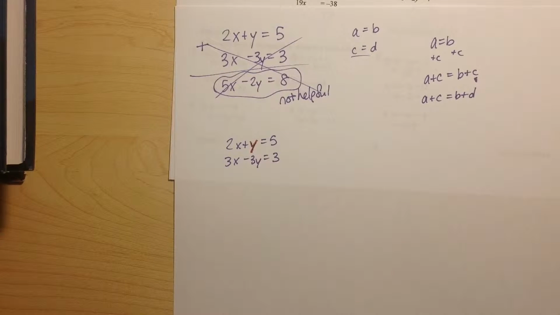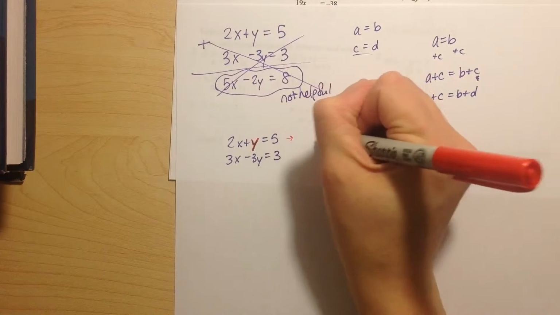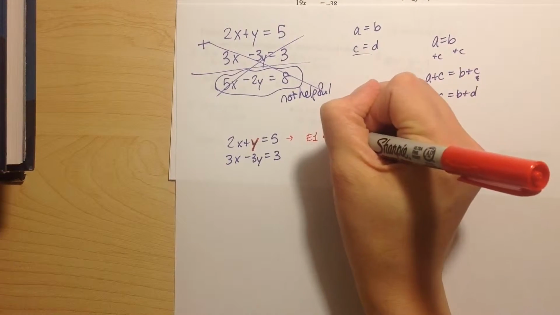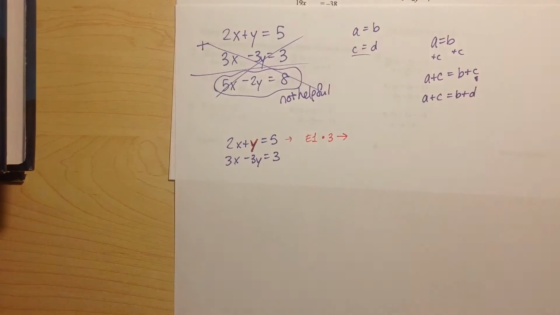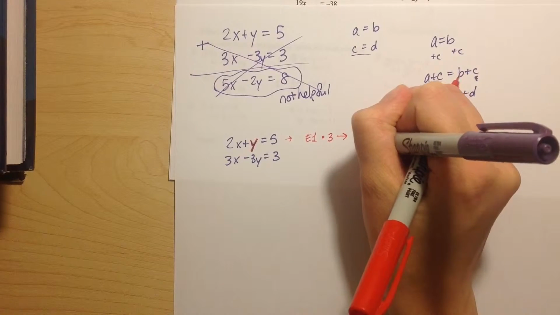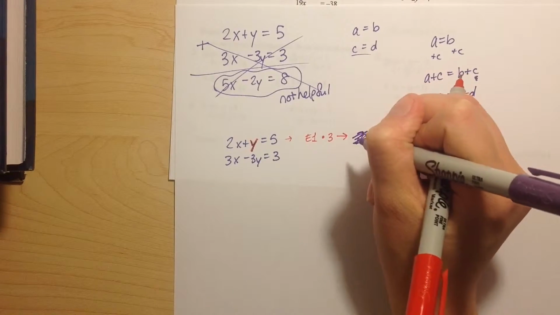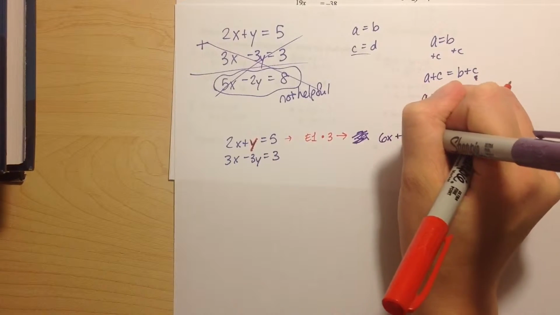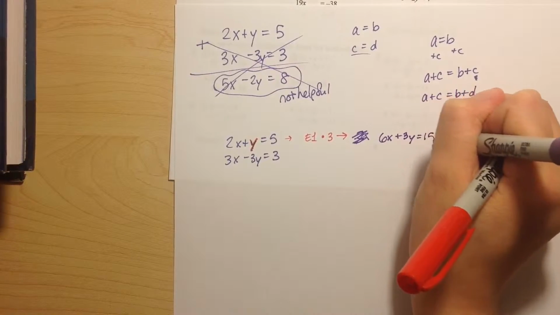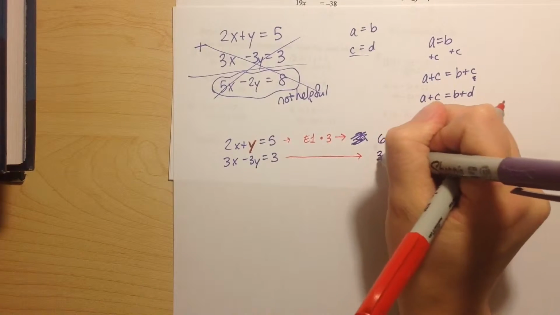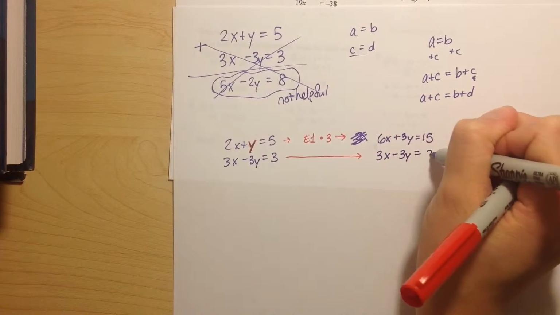Again, this is an equation. I can do anything I want to this equation as long as I do it balanced on both sides. So what I'm going to do is take equation 1, this is my little notation, equation 1, and I'm going to multiply it by 3. And this is what I get as a result. Multiply 3 to everything. I'm going to get 6x plus 3y equals 15. This guy I'm just going to keep right on through. So I have 3x minus 3y equals 3.